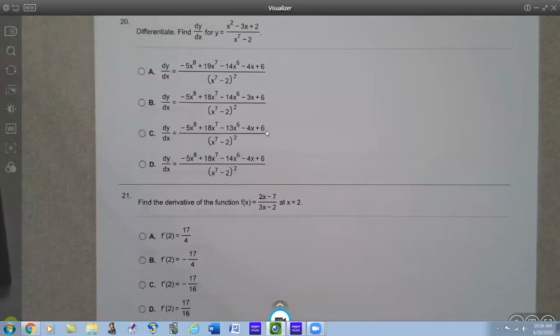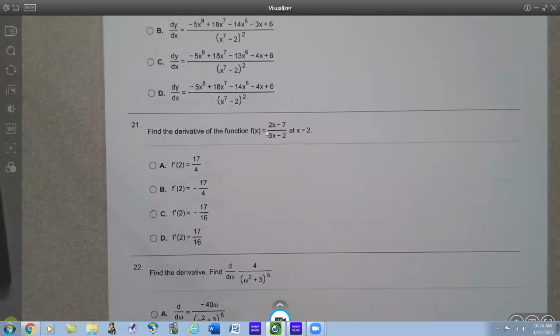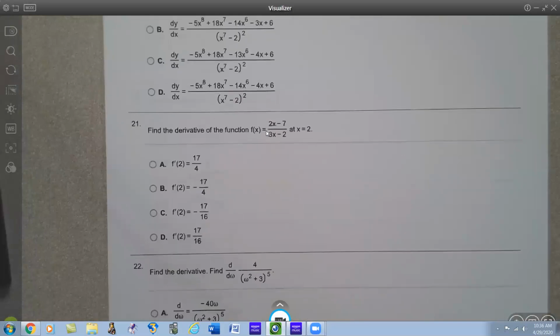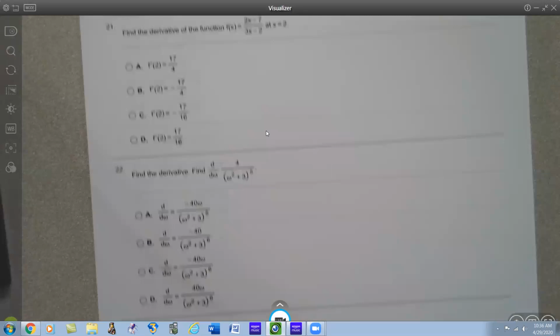So in 20, another quotient rule. 21, they want you to find the derivative, or technically they're wanting you to find the slope at that particular value, but not finding the equation. They're just wanting you to find the slope. So again, the quotient rule, and then substituting the value in. 22, I do want to look at 22 a second, because I am not going to do the quotient rule on that one.